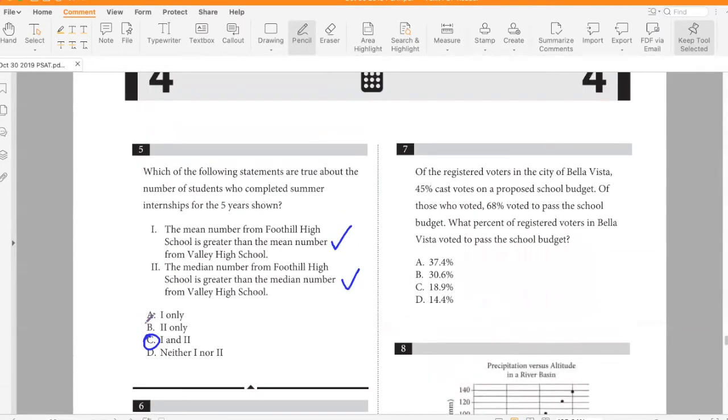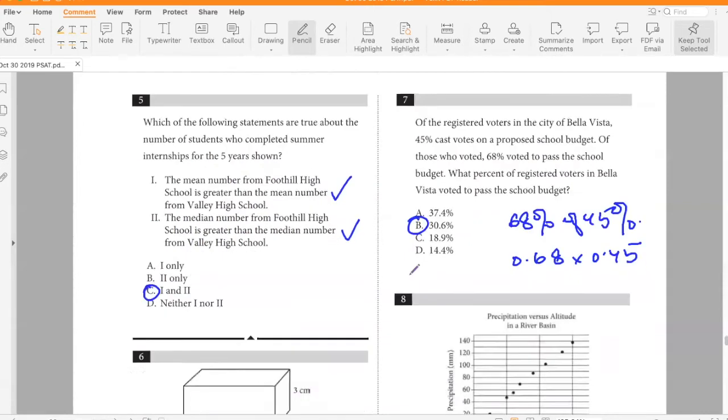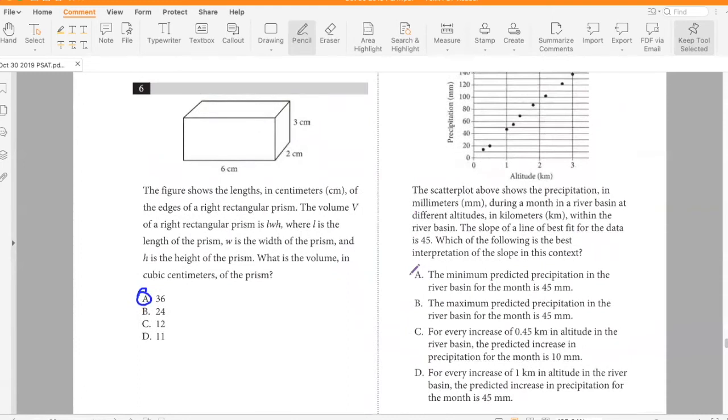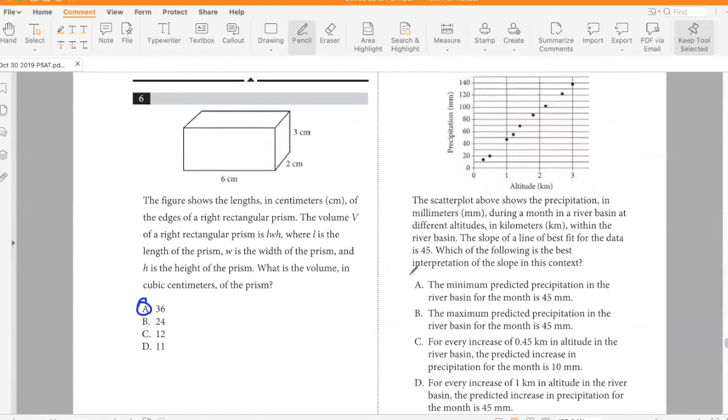Of the registered voters in the city of Bella Vista, 45% cast votes on a proposed school budget. Of those who voted, 68% voted to pass the school budget. What percent of registered voters voted to pass the school budget? So that would be 68% of 45%. So that would be 0.68 times 0.45. So let's plug that in. So that comes to 0.306, which is 30.6%.